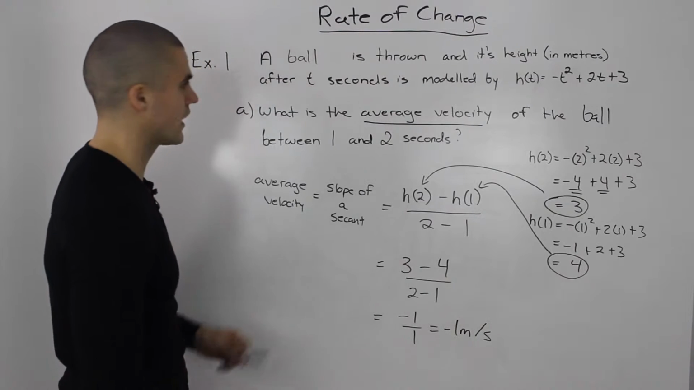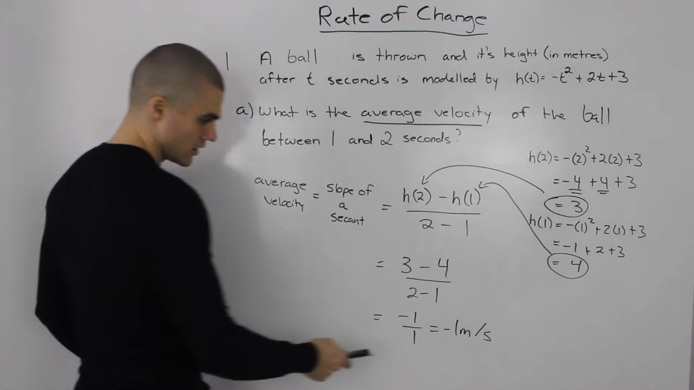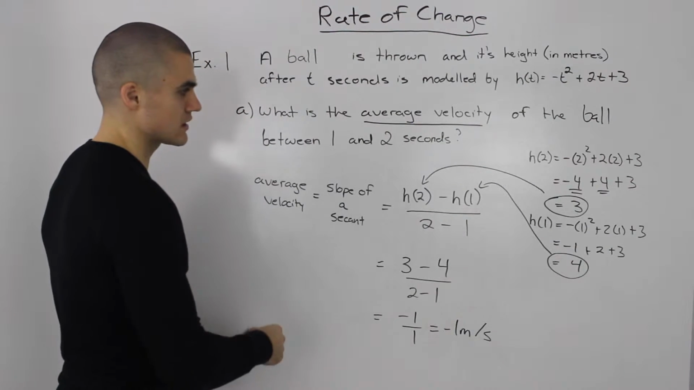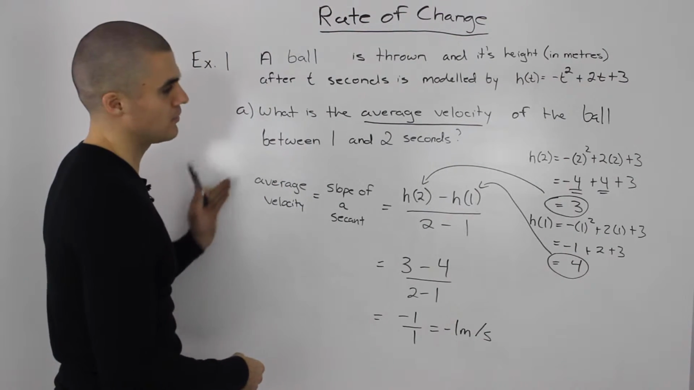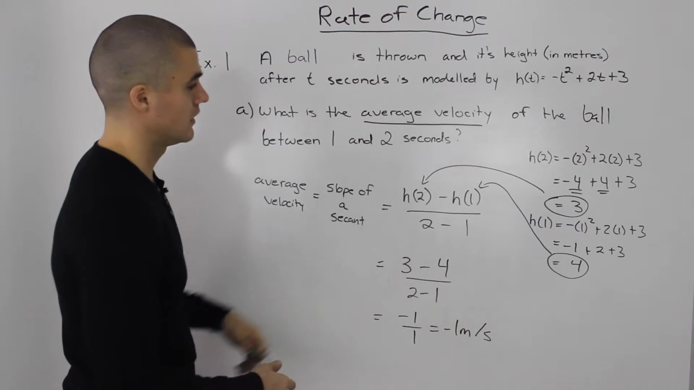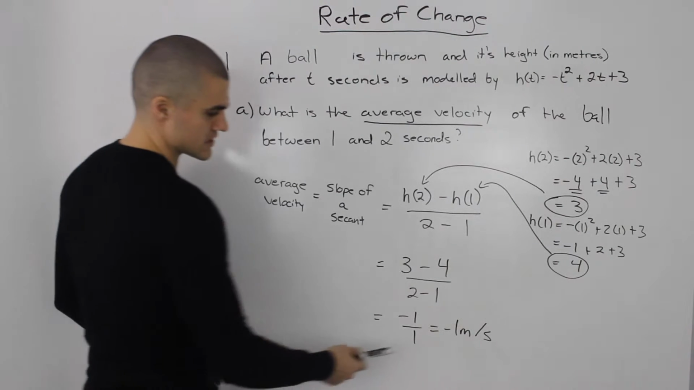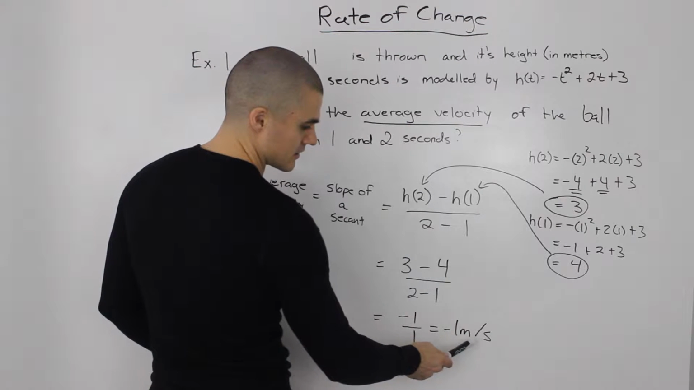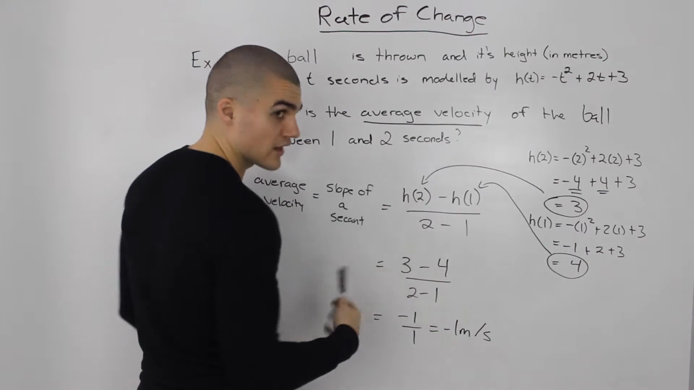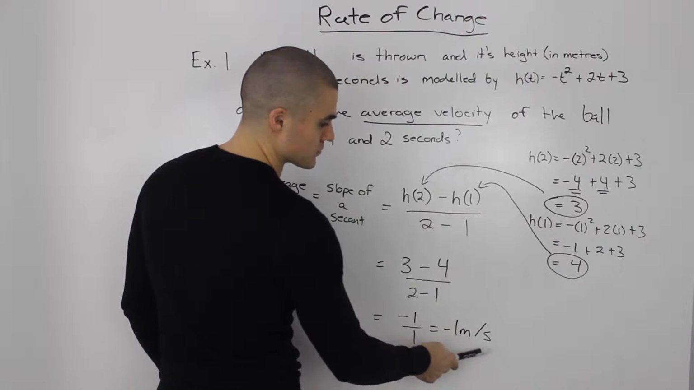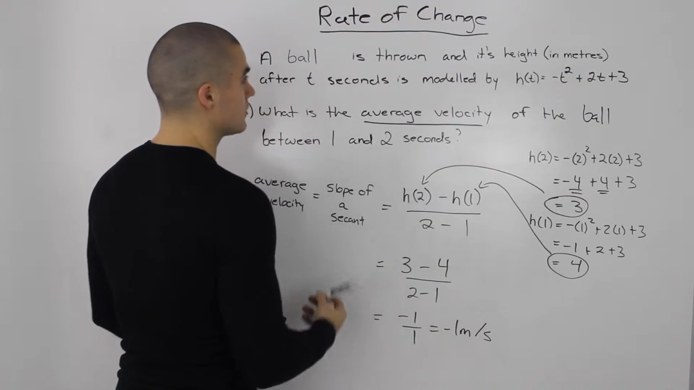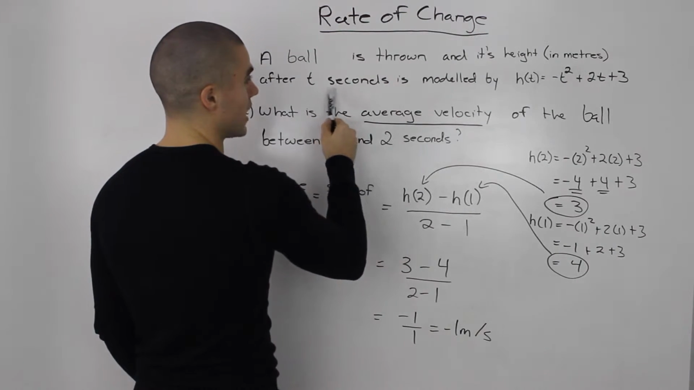A couple of extra things to note about this question. The negative velocity just means that on average between 1 and 2 seconds the ball is coming back down. And if you notice as well, the second thing is the units. The average velocity or the average rate of change is in meters per second, because the height, the dependent variable, is in meters and the independent variable time is in seconds.